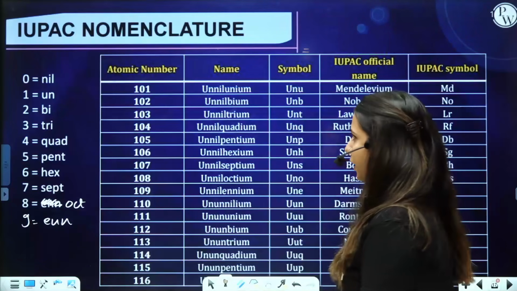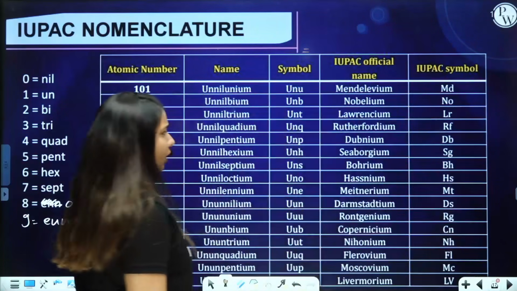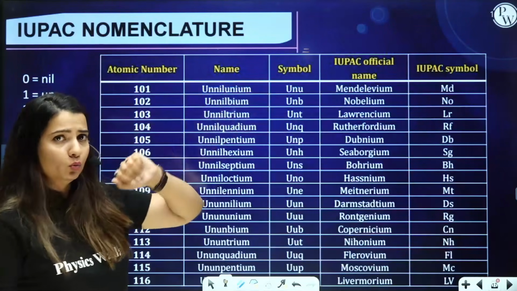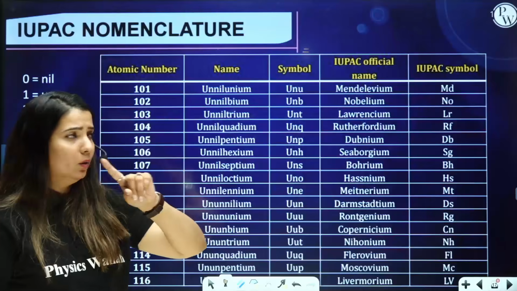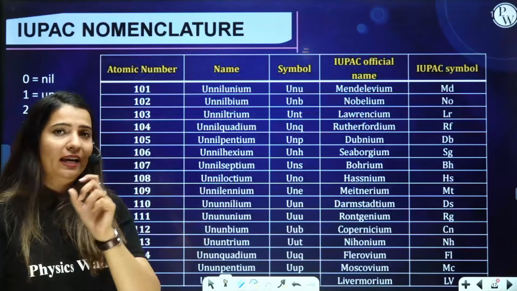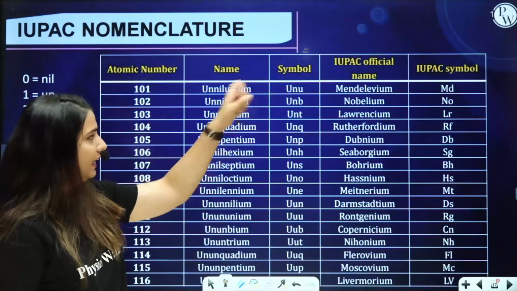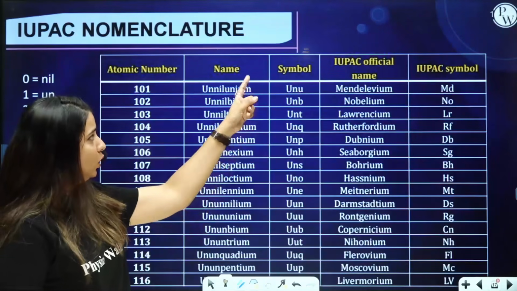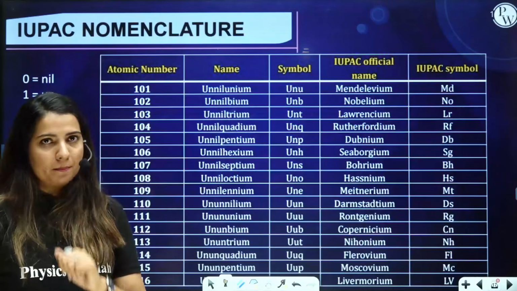Right? But we need to remember the symbols also. So if you have un, you write U. The first letter will always be the capital one. Then you have nil. Nil starts with N, so write N as a symbol. Then again you have the 1, so write U as a symbol. So U, N and U will be the symbol for un, nil, unium.